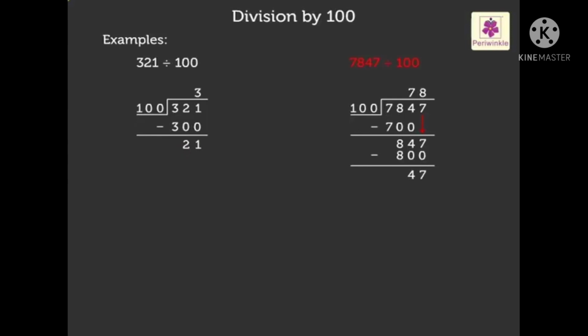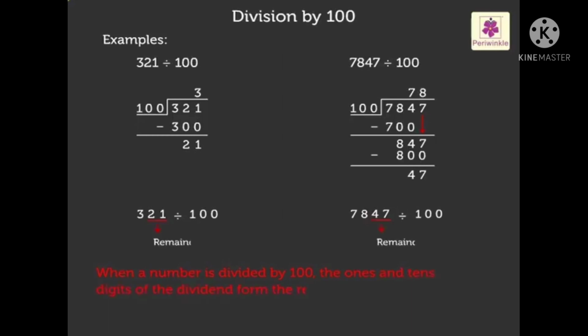Now look at the second example. 7,847 divided by 100. Here we got the quotient as 78 and remainder as 47. In these examples, when we divided both the numbers by 100, the ones and tens digits of the dividend formed the remainder, and the remaining digits formed the quotient.